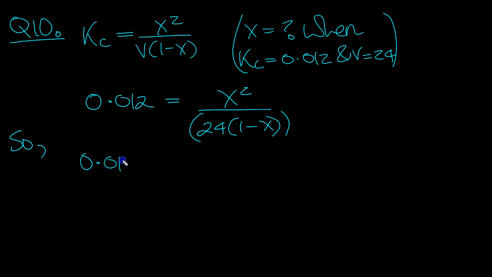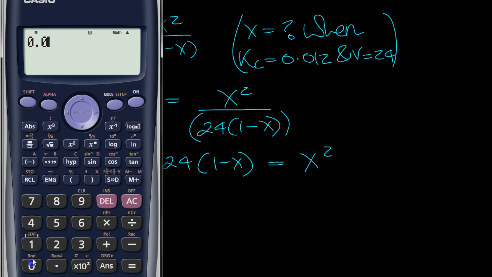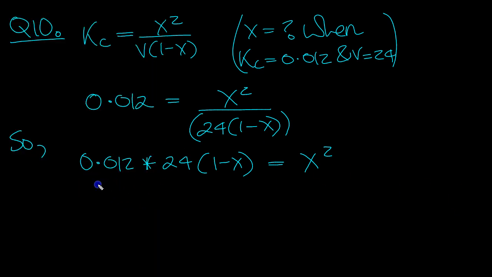So 0.012 times by 24, lots of 1 minus x, so that's what we've got there. We've moved that up to times by 0.012 and that will equal x squared. So 24 times 0.012 then, times 24, 36 over 125. So we've got 36 over 125, lots of 1 minus x is equal to x squared.